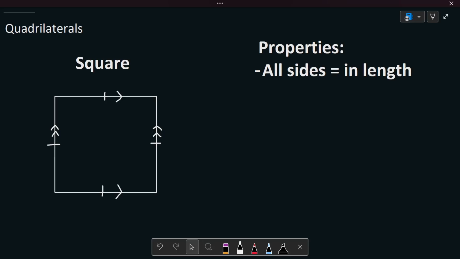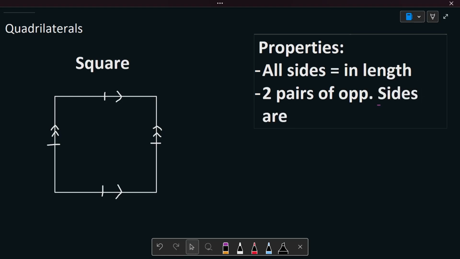We can clearly see that these vertical lines are parallel to each other instead. So what can we write down as our property over here? We can write down that two pairs of opposite sides are parallel.